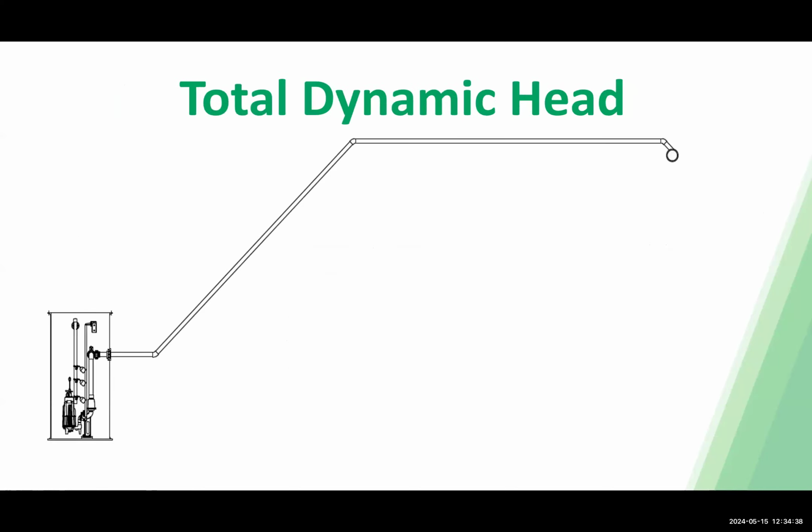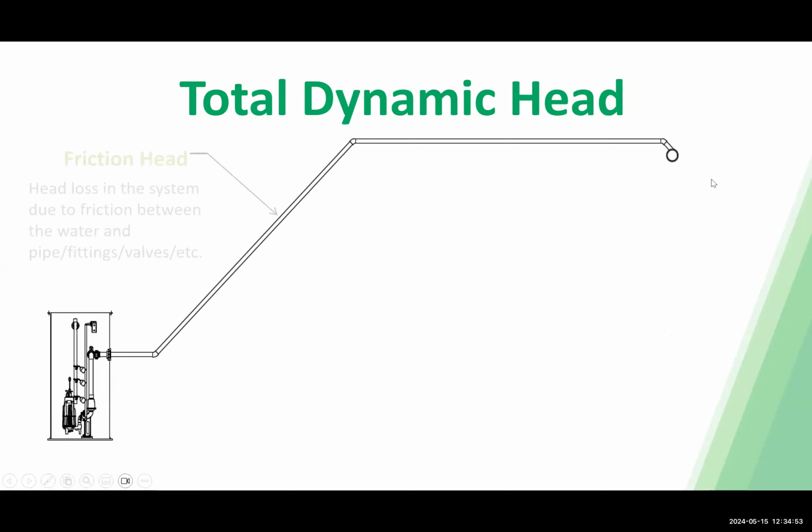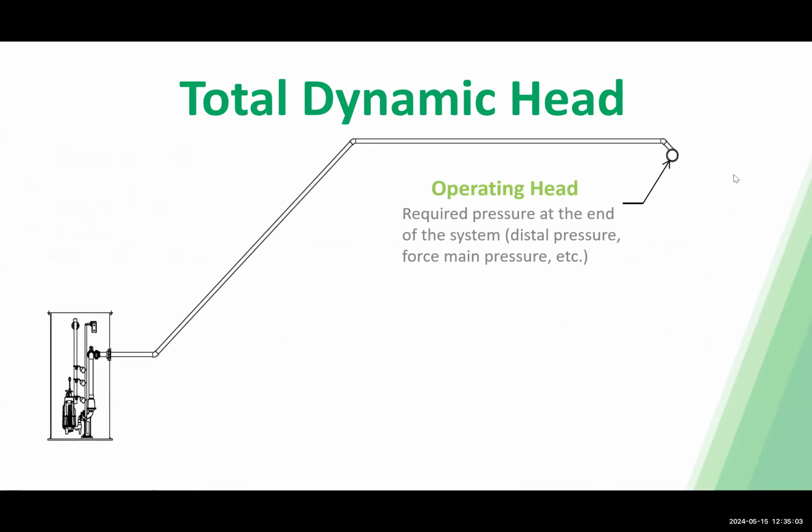So now moving on to your total dynamic head. There are three parts to total dynamic head. First off, you have your static head. This is your elevation difference between the tank water level and where water meets the atmosphere. Then you have your friction head. This is your head loss in the system due to friction between the water and your pipes, your fittings, your valves, etc. And lastly, we have your operating head.